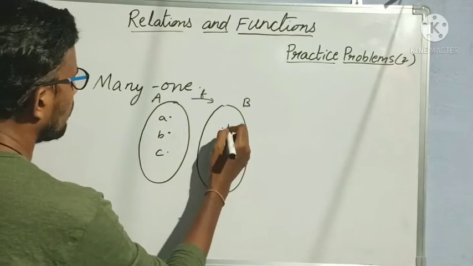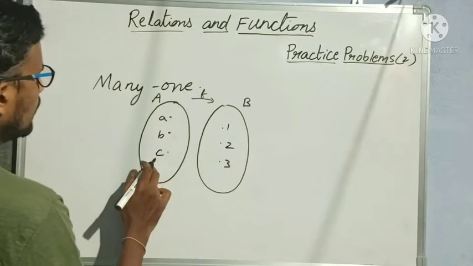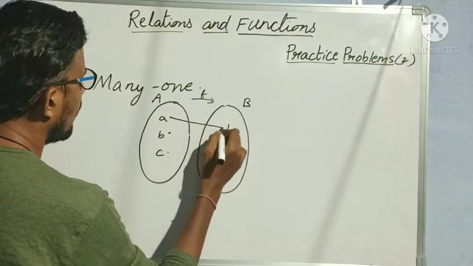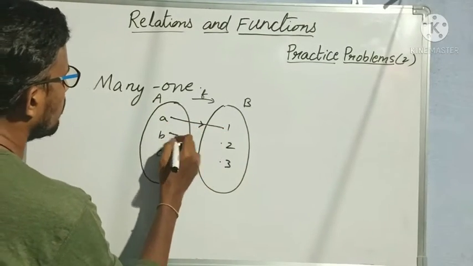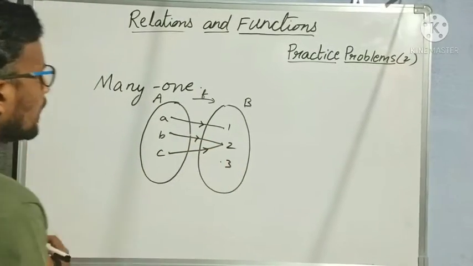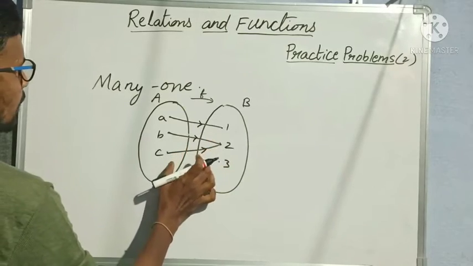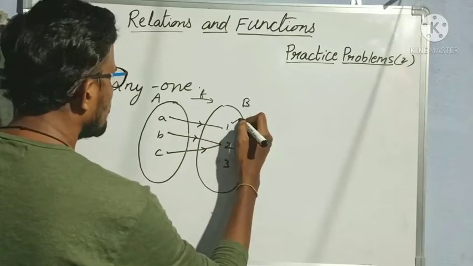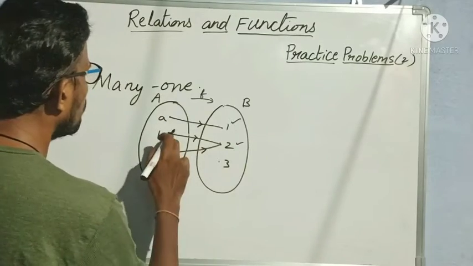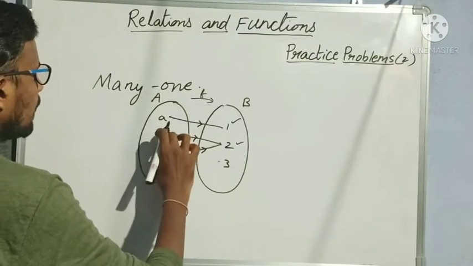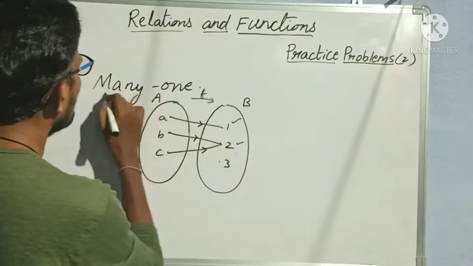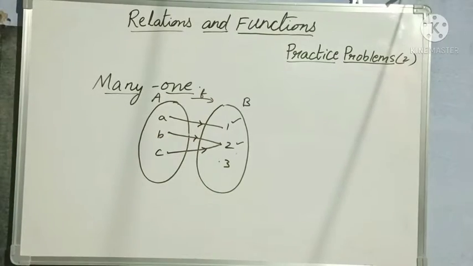Simple example I am taking here. In set A I am taking a, b, c, and in set B I am taking 1, 2, 3. I am mapping a with 1, b with 2 and c also with 2. So here 1 is the image of a, and 2 is the image of both b and c. It means more than one element has the same image in B. So this type of function is called a many one function. I hope everybody understood.